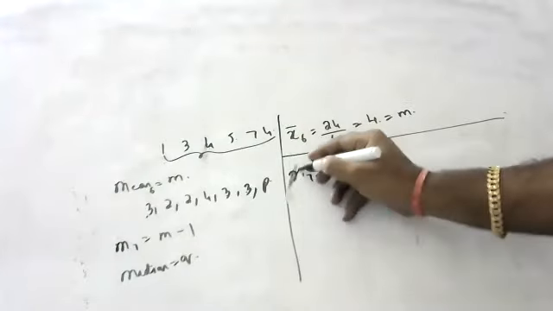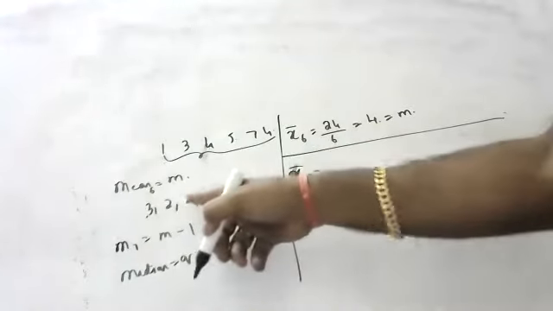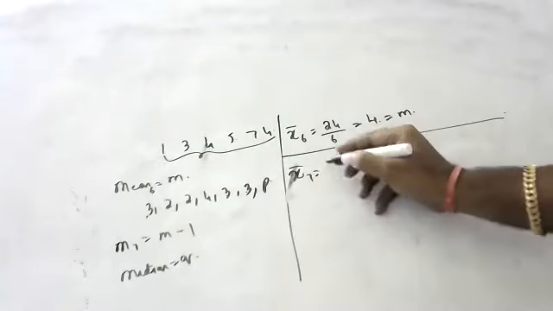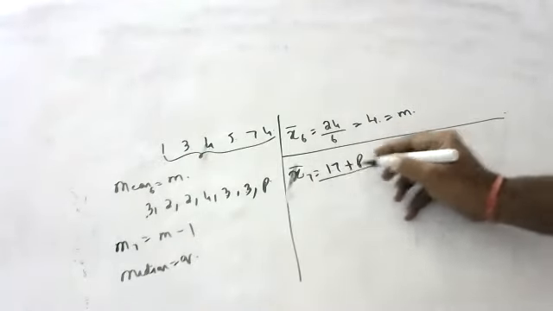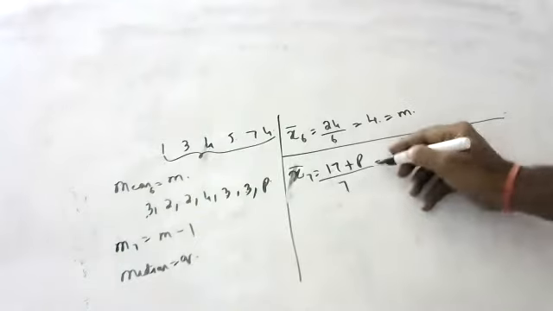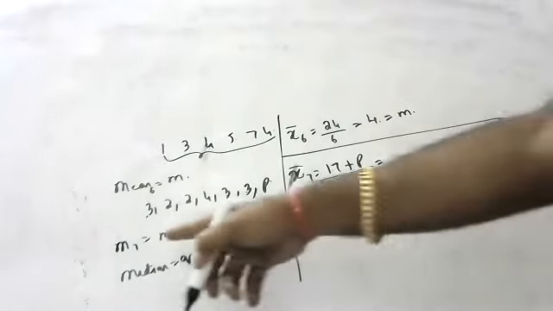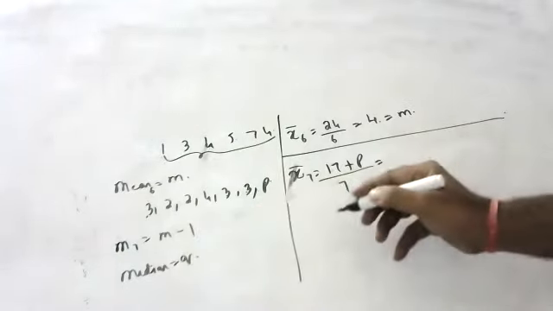Mean of 7 terms. What are they? 5, 7, 11, 14, 17, and then 17 plus P, divided by 7. He's saying this is M minus 1. Yes, sir, M minus 1.